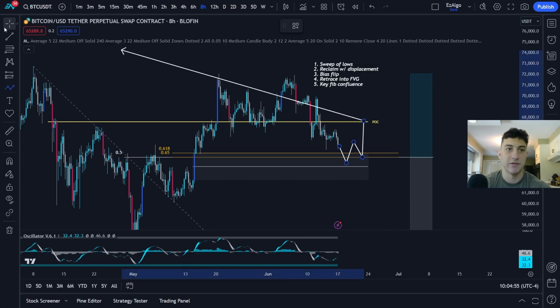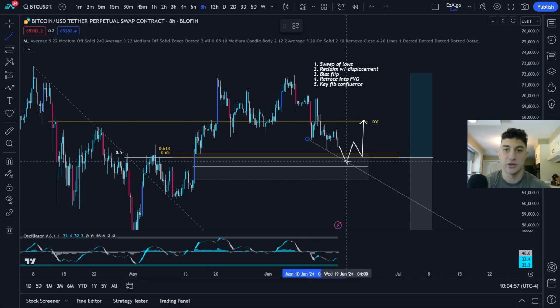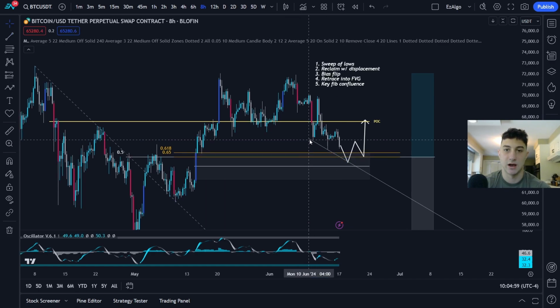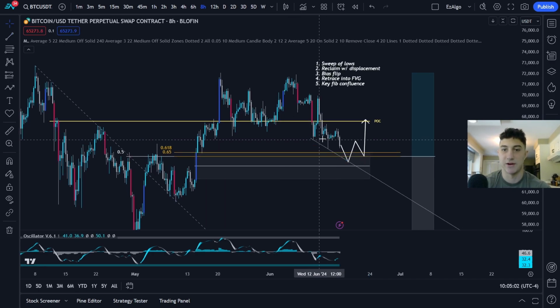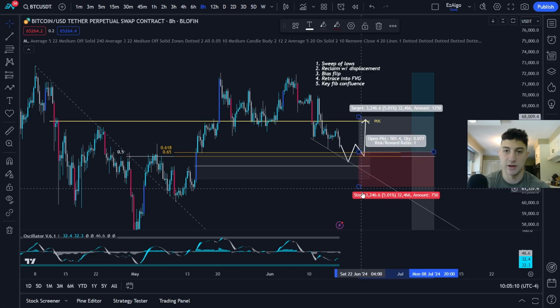We also have that 3 drive there, so 3 lows, which is an ICT pattern. Liquidity grab. So 3 drive liquidity grab right into our level. So this is going to be your long position, somewhere around here.